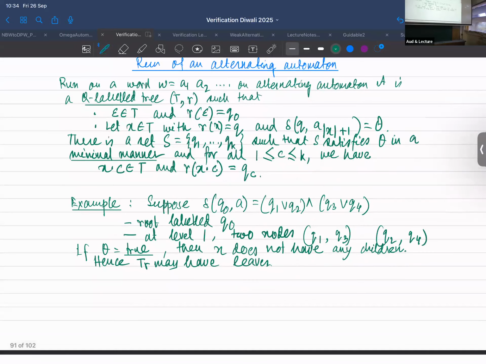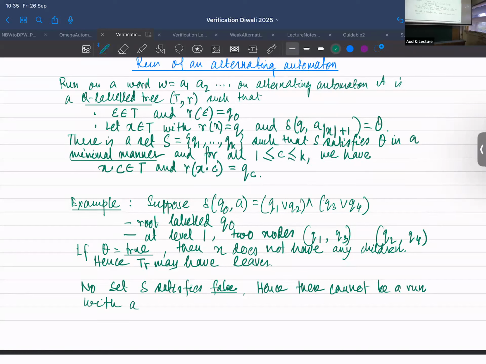Now the other thing to note is that no set S satisfies false. So nothing satisfies false, right? Hence there cannot be a run with a transition with theta equal to false. Okay. Any questions? So we were defining the run corresponding to an alternating automaton. One single run.